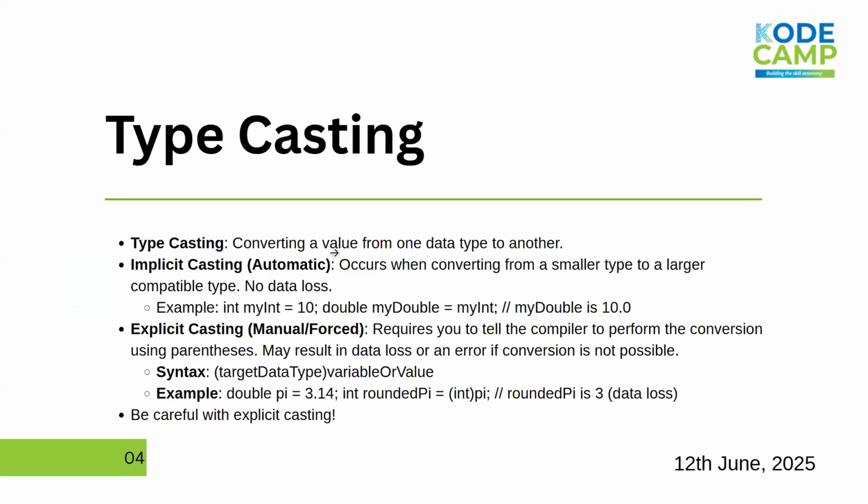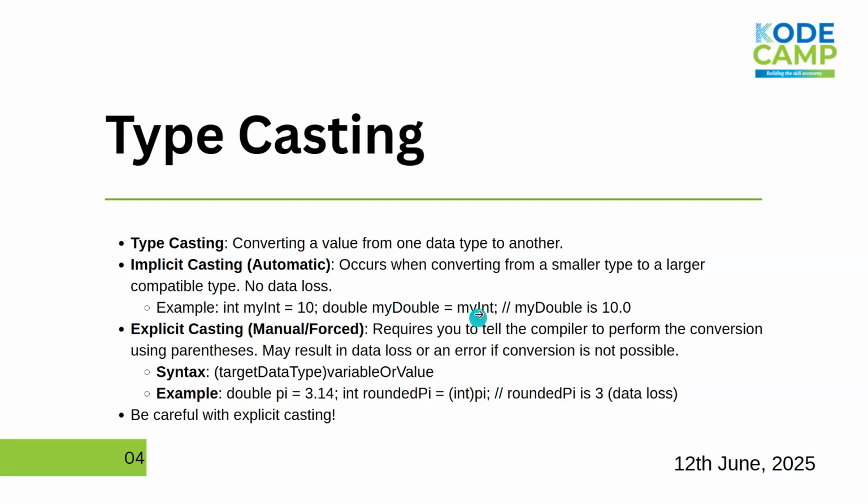So typecasting is converting a value from one data type to another. I've talked about this. Implicit casting is when converting from a smaller type to a larger compatible type, with no data loss. For example, you declare and initialize a variable of data type int, my int equal to 10. Now I want to convert this 10 to a double. So I can easily create another variable, double my double equal to my int.